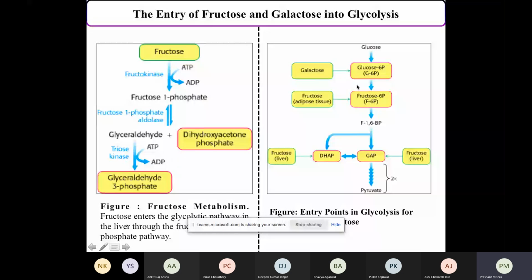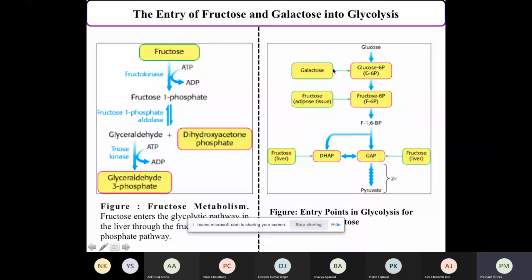What happens in case of galactose? If I look at this reaction, galactose will enter to form glucose 6-phosphate. So this is the reaction which will again be entering in the same pathway. So you have seen the glycolysis from different views. Whether we have glucose, galactose, or fructose, all of them enter in the same pathway. There may be different mechanisms of entering the pathway.